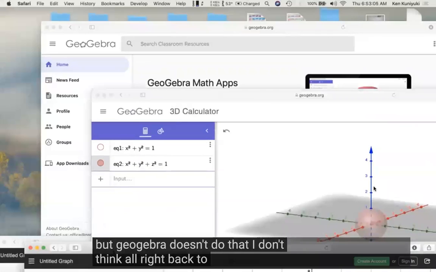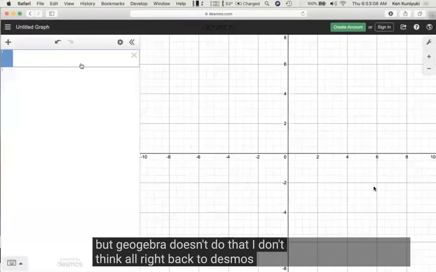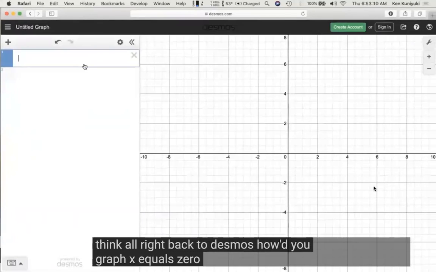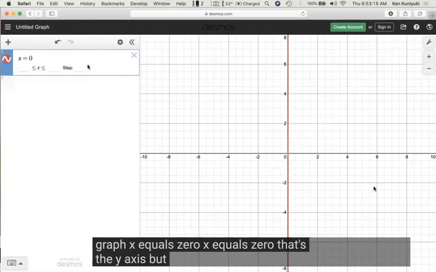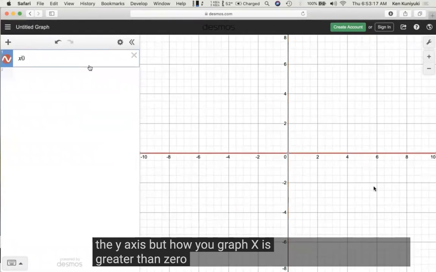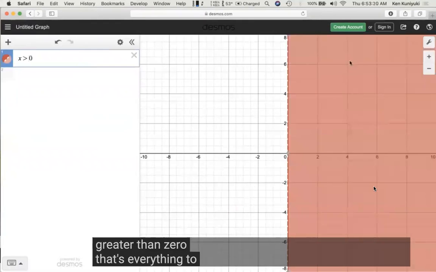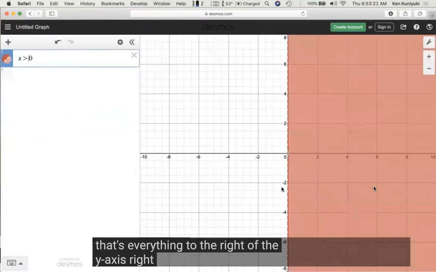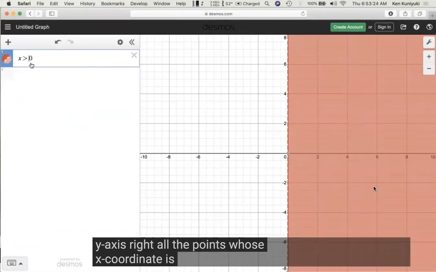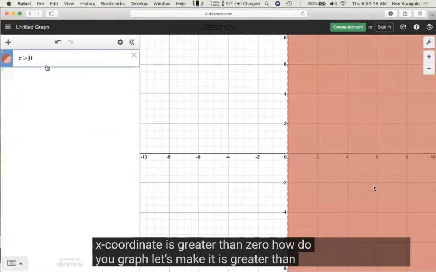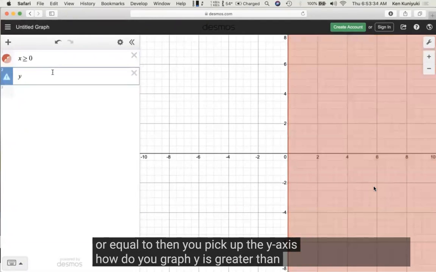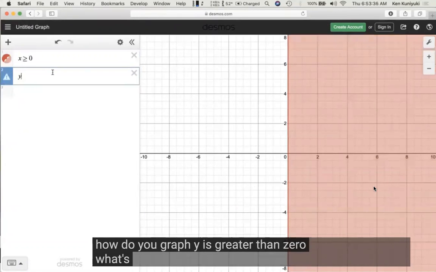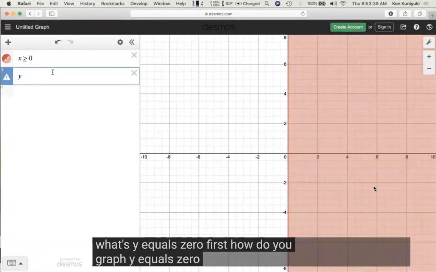All right, back to Desmos. How do you graph x equals 0? x equals 0, that's the y-axis. But how do you graph x is greater than 0? That's everything to the right of the y-axis, right? All the points whose x-coordinate is greater than 0. How do you graph, let's make it is greater than or equal to, then you pick up the y-axis. How do you graph y is greater than 0? What's y equals 0 first? How do you graph y equals 0?